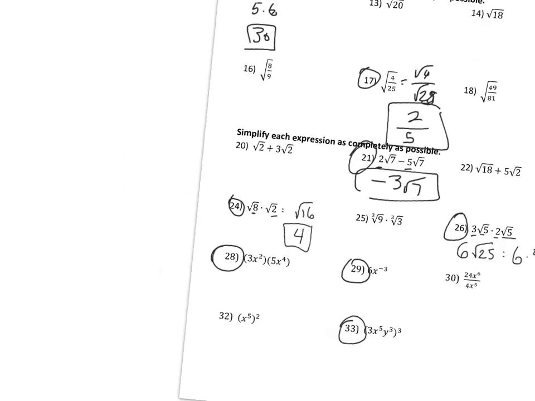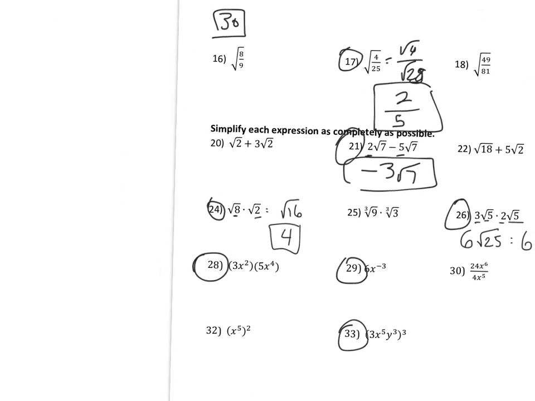Okay, let's take a look at 28, our first exponent property. When we're multiplying two terms together, we multiply the coefficients and add the exponents. 3 times 5 gives you 15, and I have x squared times x to the 4th, so I add the exponents, and I get x to the 6th.